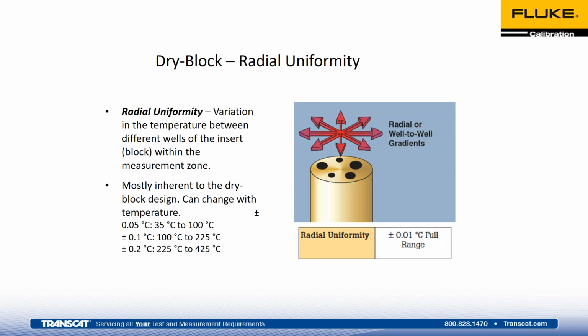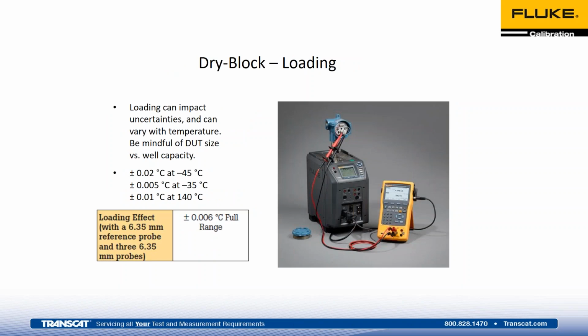All right, another one that most folks kind of overlook is loading. So again, this is how many pieces you put into a unit at once. On our new metrology wells, we do calculate for this. So we've said, okay, if you use 4 1/4-inch probes, one reference and 3 devices under test, here's what you can expect. And you can see it's fairly small. It's about 6 milli-K. But for some applications, like some of these transmitter heads, I've seen them get as large as 3/4 of an inch or bigger.